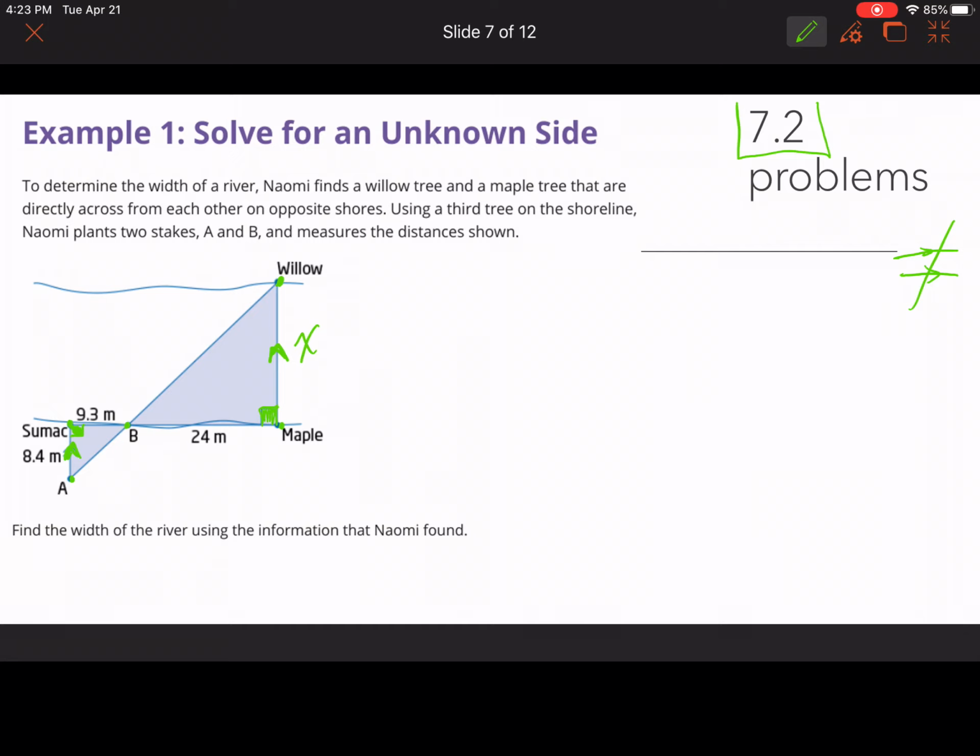So what do we want to know about it? We want to find the width of the river. So we have to prove first. Step one is prove they're similar triangles.